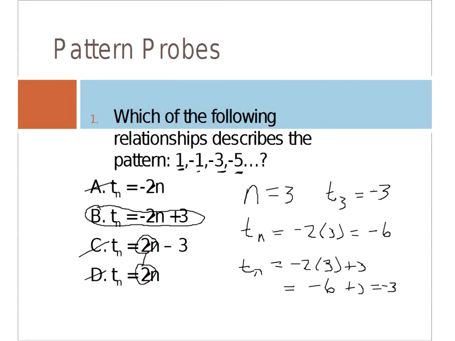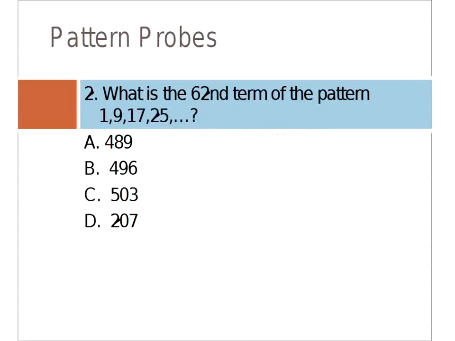So that's just a quick way of showing you that you don't actually have to do the pattern. You don't have to do it out to find the equation of it. We can look at another way of doing it. Here's another example of a pattern. Find the 62nd term of this pattern.